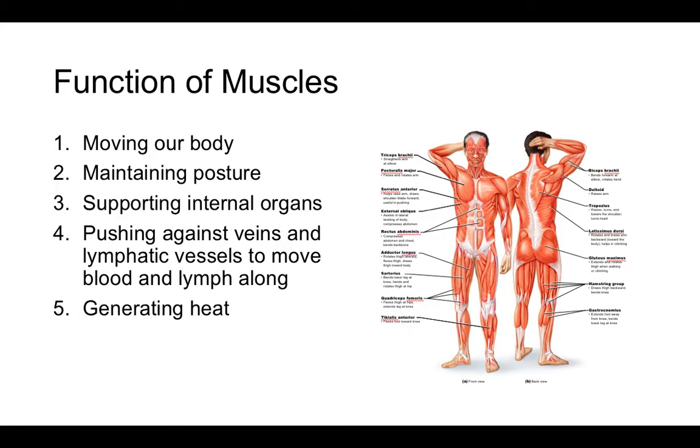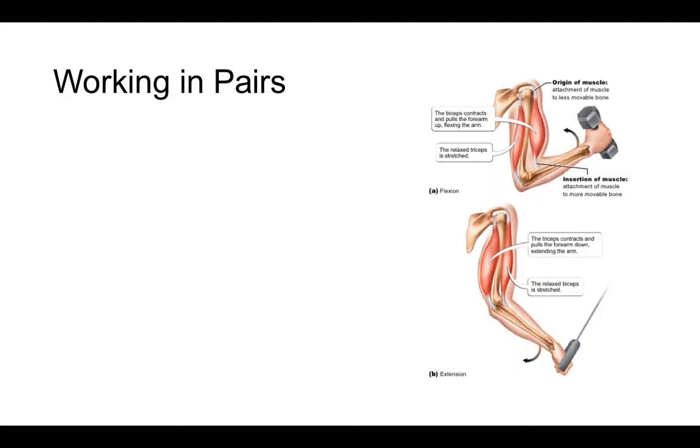So what's the function? Number one, we need to move our body. Our muscles use our bones as levers in order to produce any type of movement, including talking. They are helpful to maintaining posture, supporting internal organs. That's basically what your abs are for. They push against veins and lymphatic vessels in order to return venous blood and lymph to the circulatory system, as well as generating heat. I don't know if you've ever worked out, but I tend to get warm when I work out and maybe sweat a little, which is your body's response to increasing temperature to maintain homeostasis.